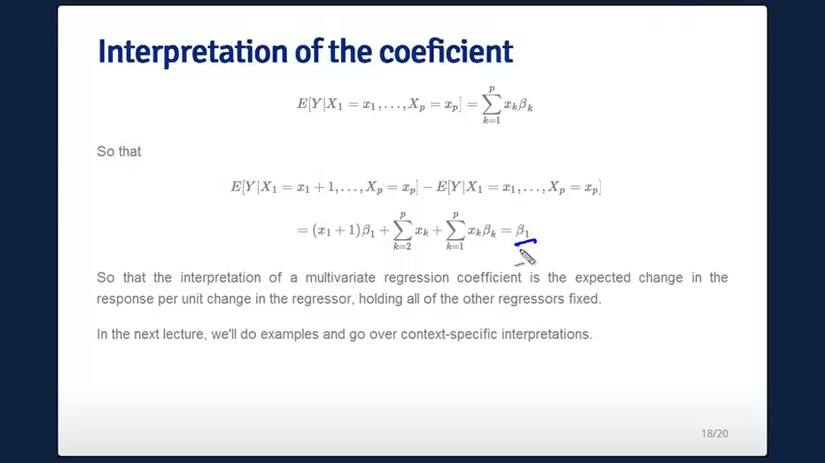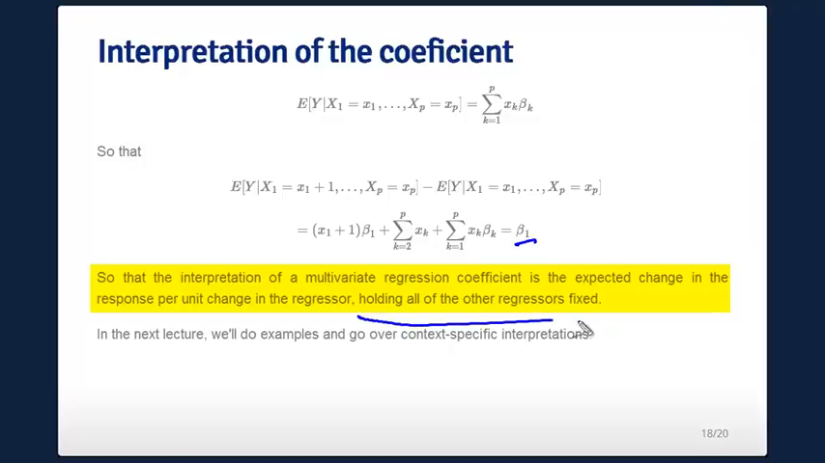Okay, so what did we do? So all we did was increase x1 plus 1. So the interpretation of a multivariate regression coefficient is the expected change in the response per unit change in the regressor, but the important part, don't forget this part, holding all the other regressors fixed, right? So if we're adjusting for smoking status, it's like we're holding smoking status fixed. Again, we're assuming that the relationship between the response and the regressor is constant across smoking status, right? Because we haven't put in any interactions, but that's the idea of what regression adjustment is doing.